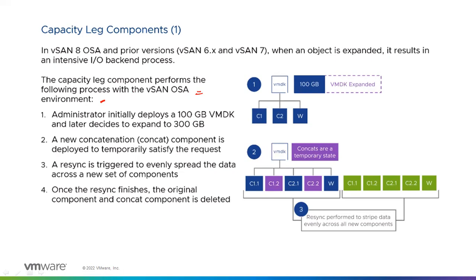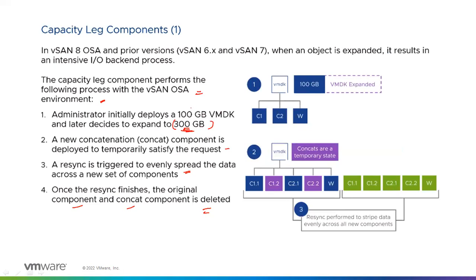An administrator initially deploys a 100 GB VMDK and later decides to expand it to 300 GB. A new concatenation component, concat for short, is deployed to temporarily satisfy the request. A resync is triggered to evenly spread the data across the new component. Once the resync is finished, the original component plus the concat component is deleted. It means that it gets merged with the parent component. It is what happens when we do the expansion.